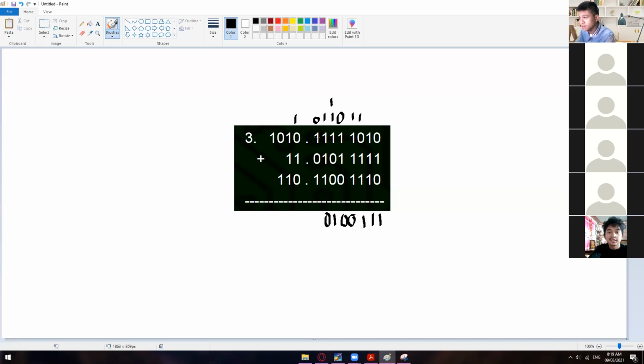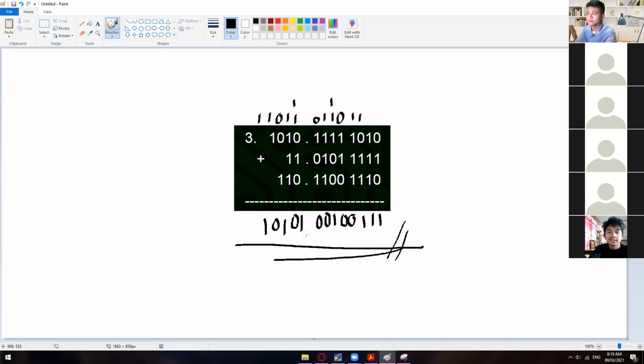So it's 100. 1 plus 1 is 10, carry 1, bring down 0. 1 plus 1 plus 1 is 11. So carry 1, bring down 1. And then 1 plus 1 plus 1 plus 1 is 100. So carry 1, carry 0, bring down 0. 0 plus 1 is 1. 1 plus 1 is 10. Carry 1, bring down 0. And then bring down 1. All right, so that's how we've got this result, the result of number 3.